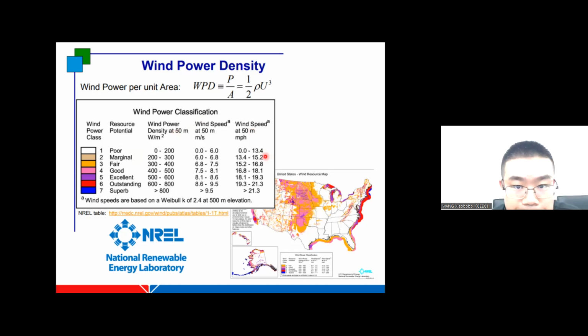We can see the difference in 7 different levels: the poor, marginal, fair, good, excellent, outstanding, and superb. And if we just see the wind speed as the most important element, as you can see, if we have a wind speed larger than 9.5 meters per second, it's a superb. Generally, all the offshore wind power plants have the wind speed in the superb allocation.